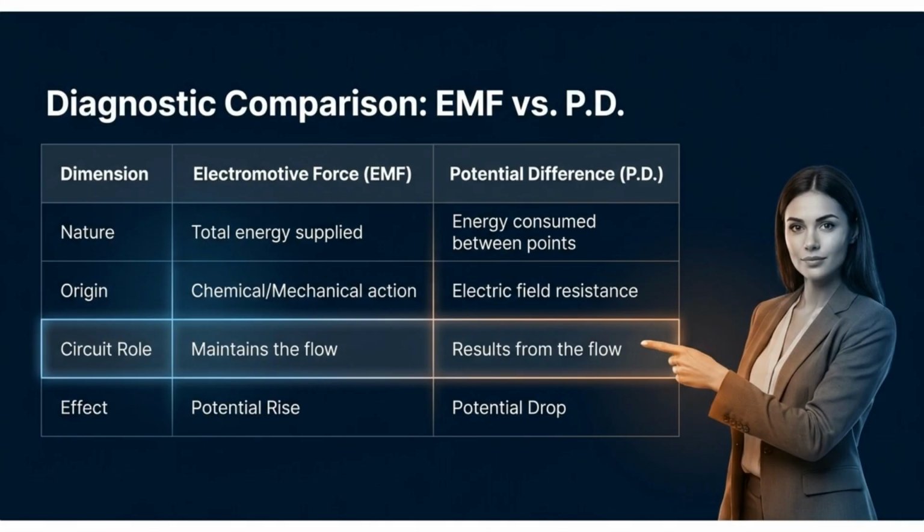This table provides a diagnostic comparison of electromotive force and potential difference. EMF is the total energy supplied and maintains the flow, resulting in a potential rise. Potential difference is energy consumed and results from the flow, leading to a potential drop.